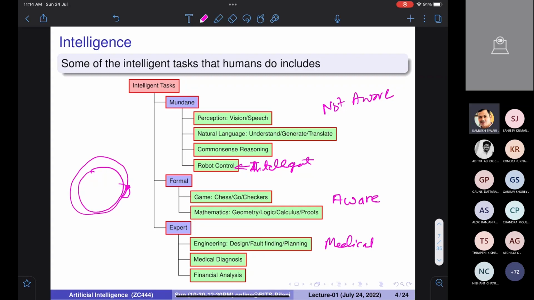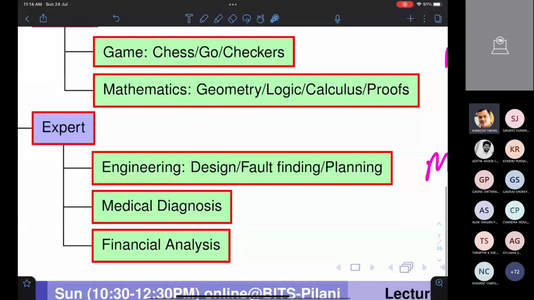So these are the points. Do you have any question? I wanted to tell that expert tasks may include engineering design, fault finding, where if there is a problem you find out where the fault is. City planning, medical diagnosis, financial analysis: all these things are expert tasks. Not everybody can do this.